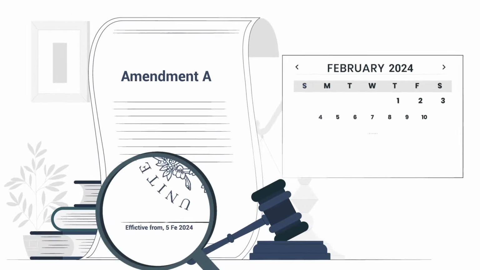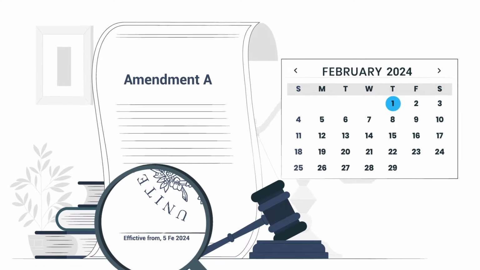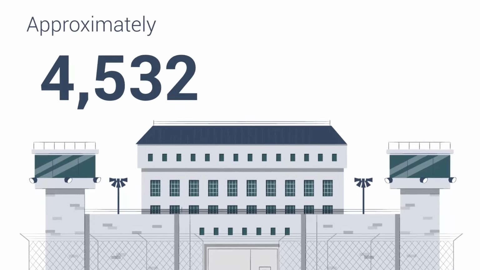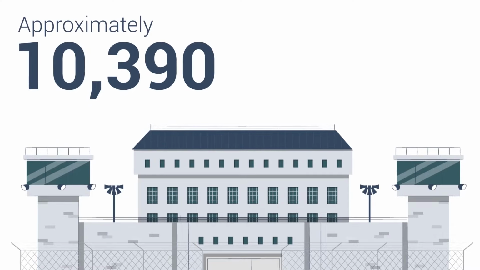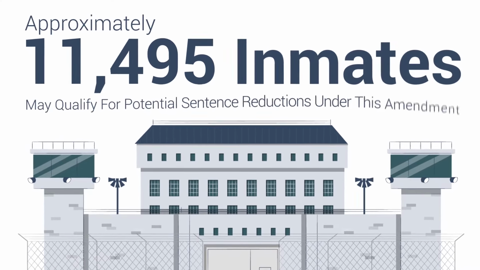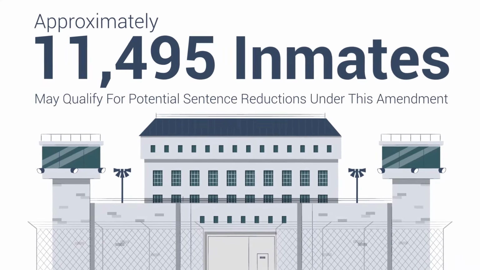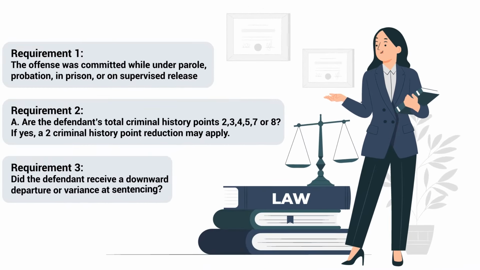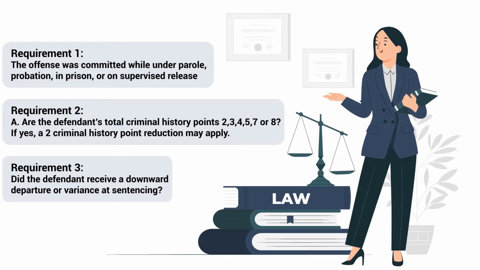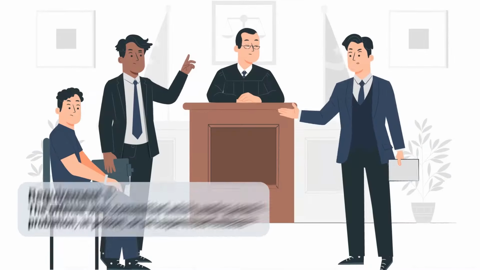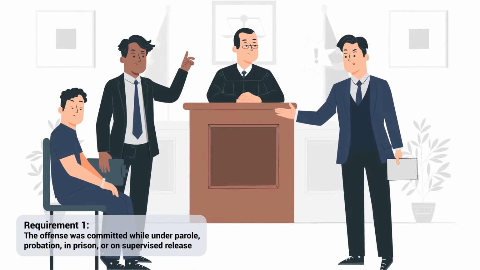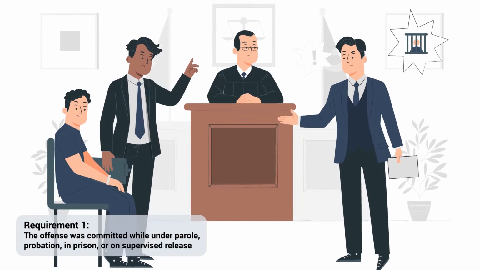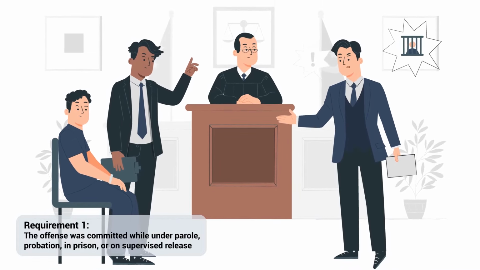Amendment A has an effective date of February 1, 2024, and it is estimated that approximately 11,495 inmates may qualify for potential sentence reductions under this amendment. Now, let's discuss the three key requirements for eligibility under the Criminal History Amendment. Requirement 1. The offense was committed while under parole, probation, in prison, or on supervised release.